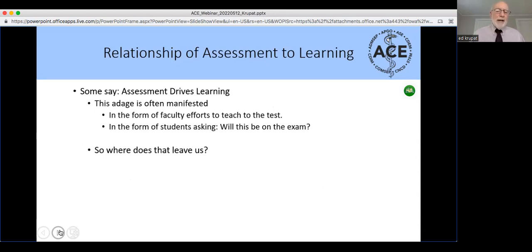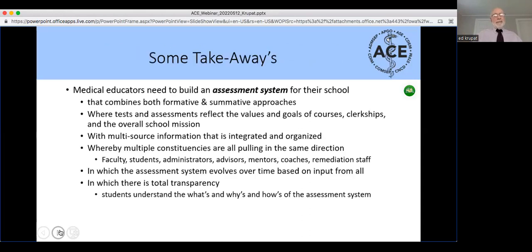So some say assessment drives learning. And we see that all the time in some of our efforts or our colleagues' efforts to teach the test. And in the form of the students, and if you've never heard a student ask this, I'd love to know what school you're at: will that be on the exam? So where does that leave us? Some takeaways.